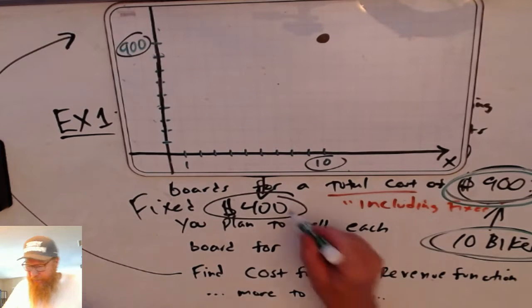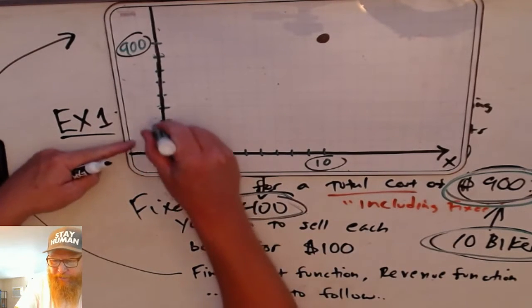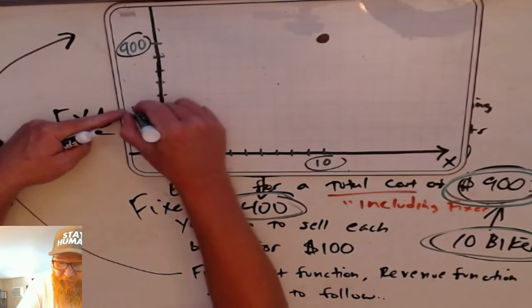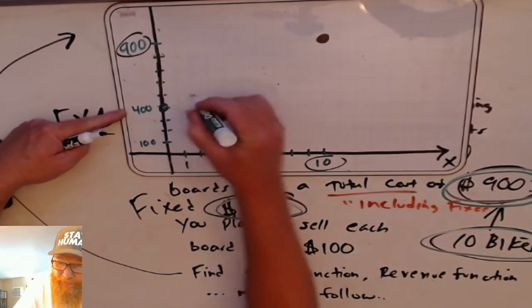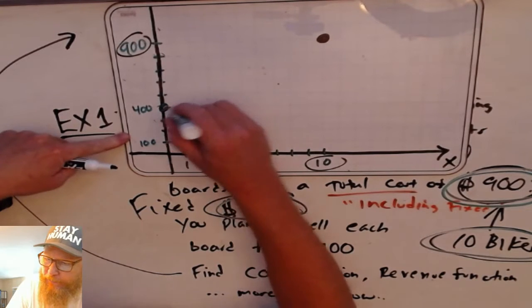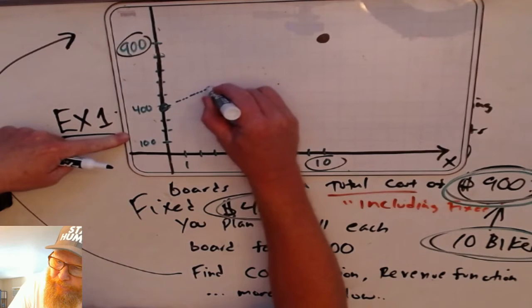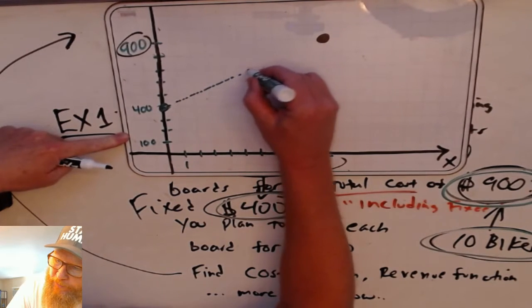And then the monthly fixed costs, I had those at 400. I'm just moving them down a little bit. So that's 100, 2, 3, that's 400 now. And so this is your cost model. Here it is. Use a dotted line.